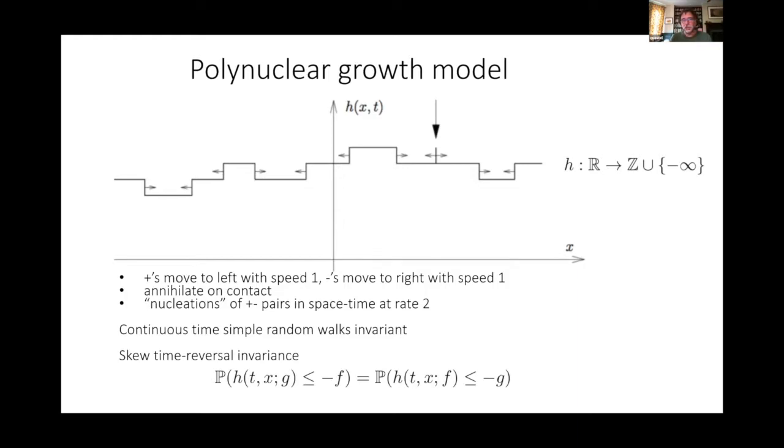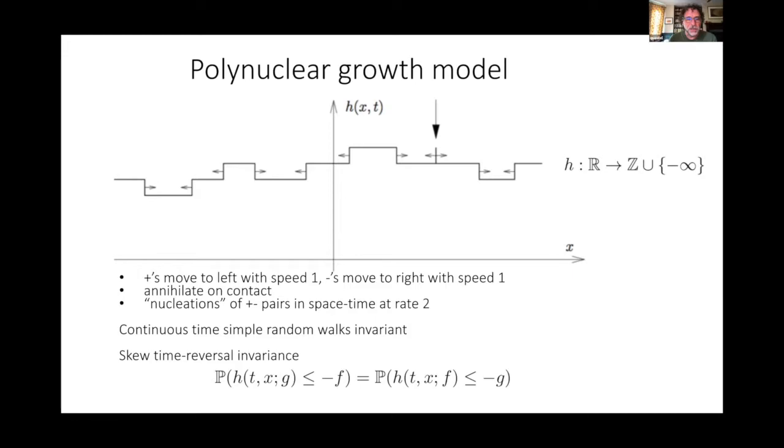We've got a height function, which is a function on the real line, but mapping into integer values. And just for the sake of simplicity, let's assume momentarily that the function just takes steps up or down by 1. So there's a picture of one of these height functions. And these functions are growing in a random way, and they're supposed to be in the KPZ universality class. So let me tell you the growth rule.